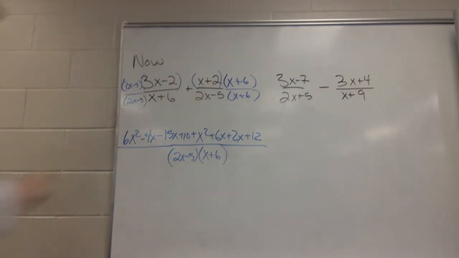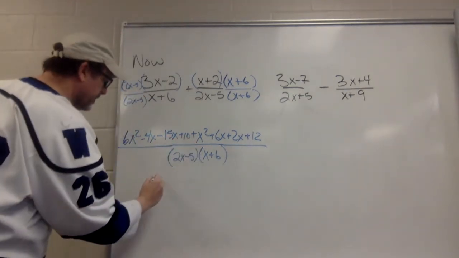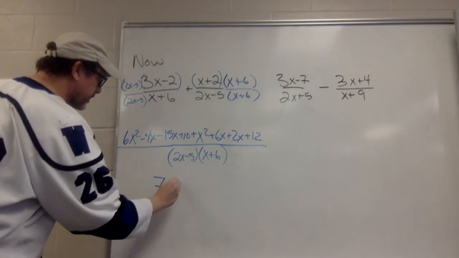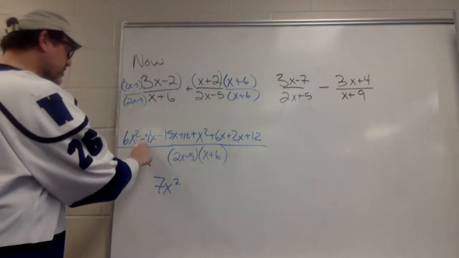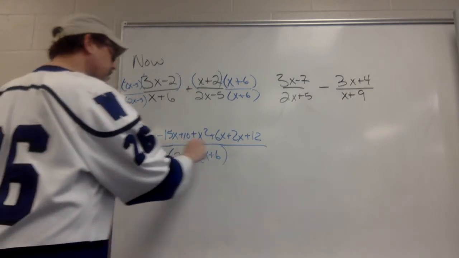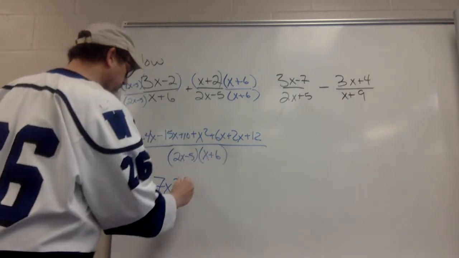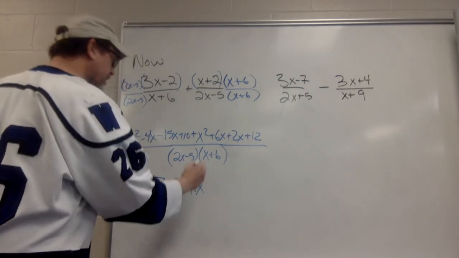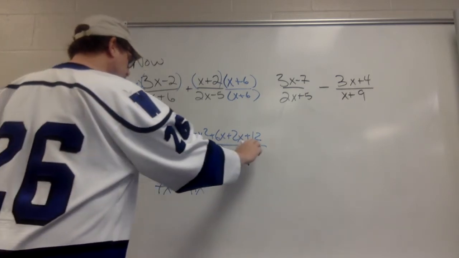I'm going to combine like terms. I'm going to combine my x squares into 7x squared. Combining my x's, minus 4, minus 19, plus 8. That must be minus 11. Combine.